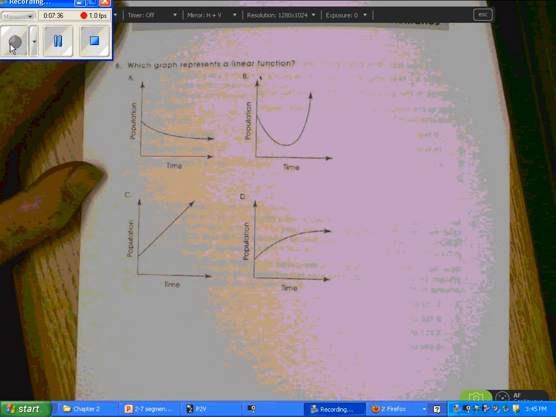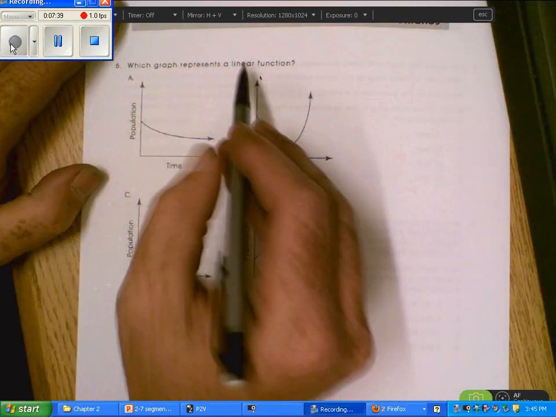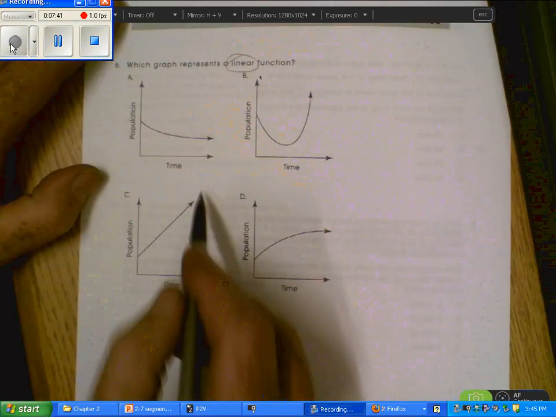Which graph represents a linear function? When it says linear, that means it's got to be a line. The only one that makes a line, out of these 4, is C.